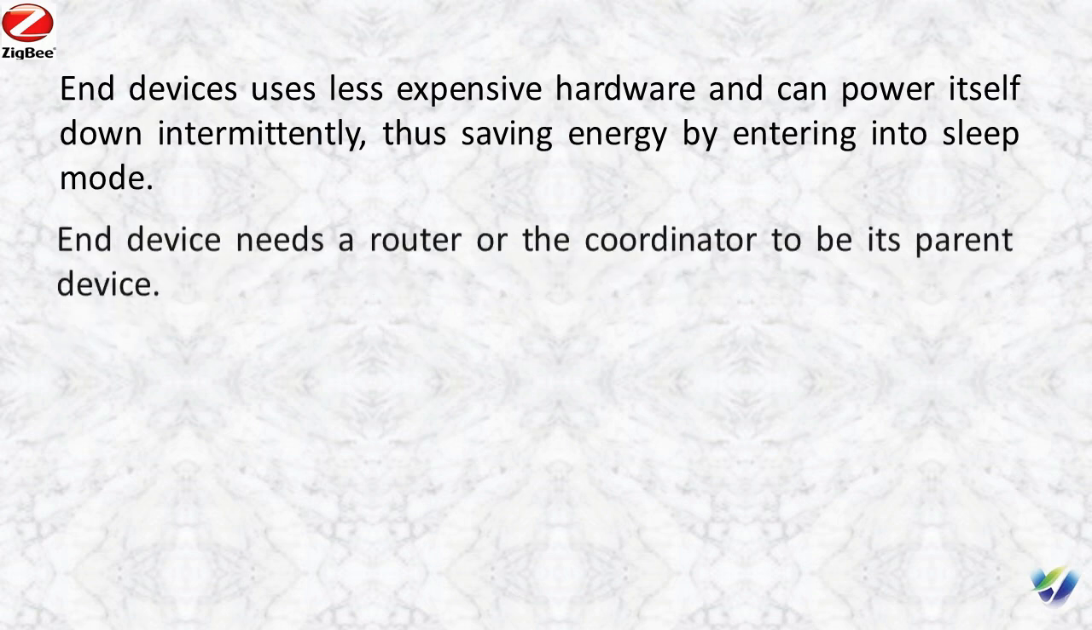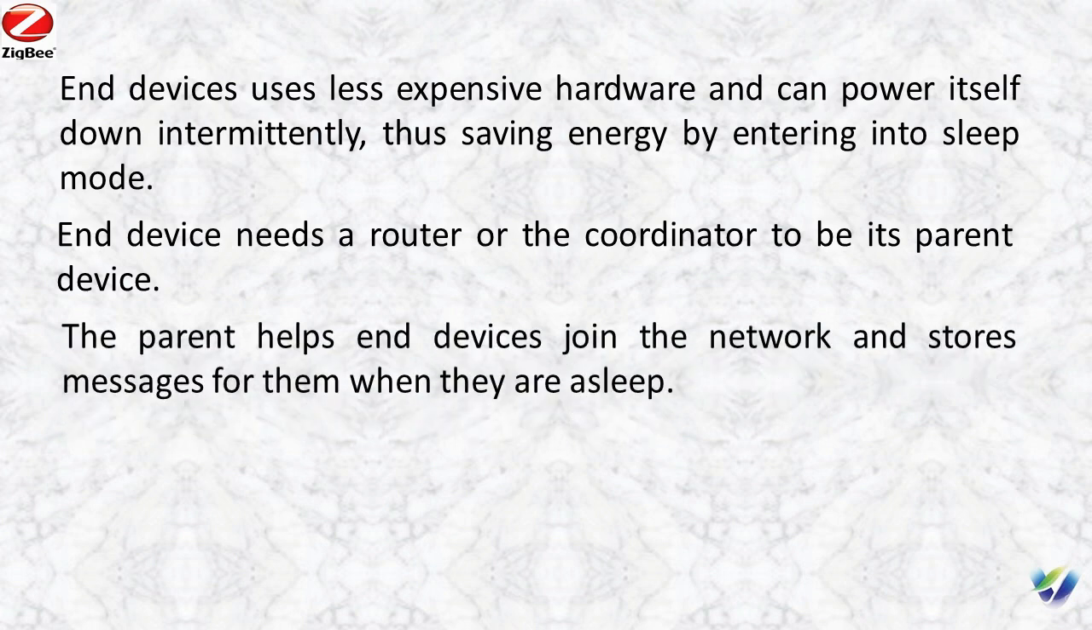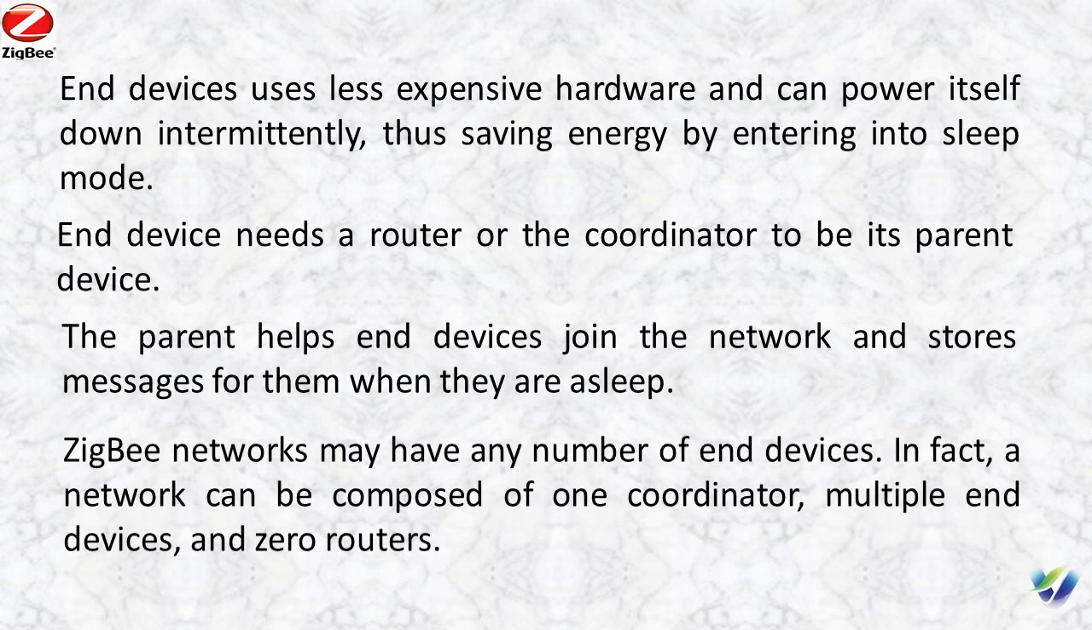End device needs a router or the coordinator to be its parent device. The parent helps end devices join the network and stores messages for them when they are asleep. ZigBee networks may have a number of end devices. In fact, a network can be composed of one coordinator, multiple end devices and zero routers.